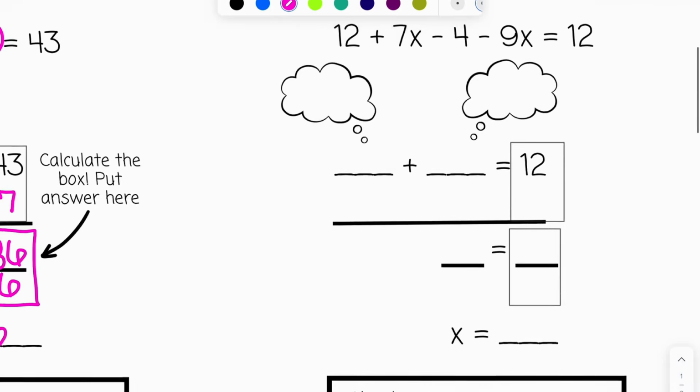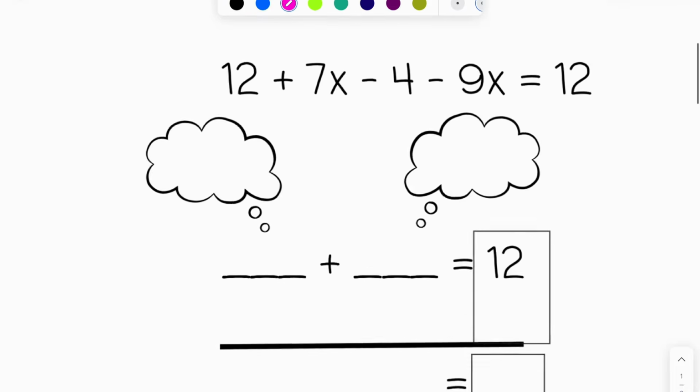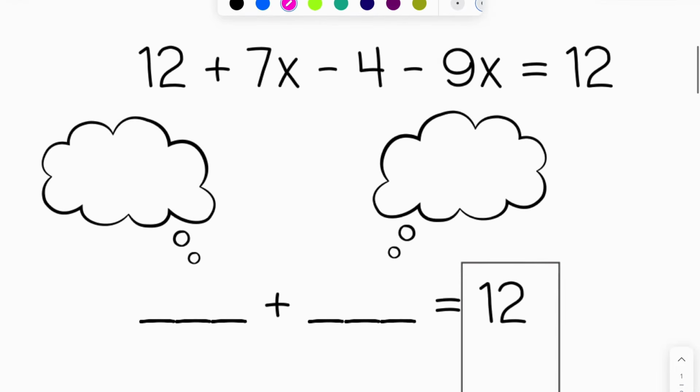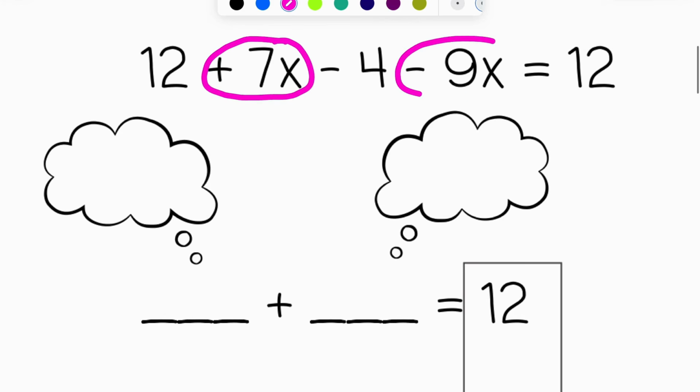Alright, let's try another example. So this one, there's several things going on on the left side of the equation. I'm going to leave the equals 12 by itself. I've already brought that down actually. Alright, so on this equation, I've got two sets of like terms. I've got x's, and I'm going to circle the sign that's in front of those coefficients so I know how to combine them. So plus 7x, I think of that as just positive 7x.